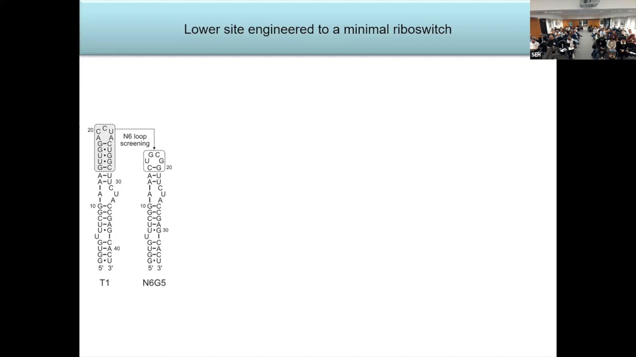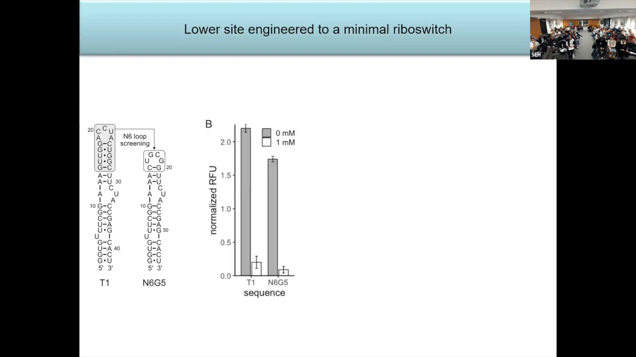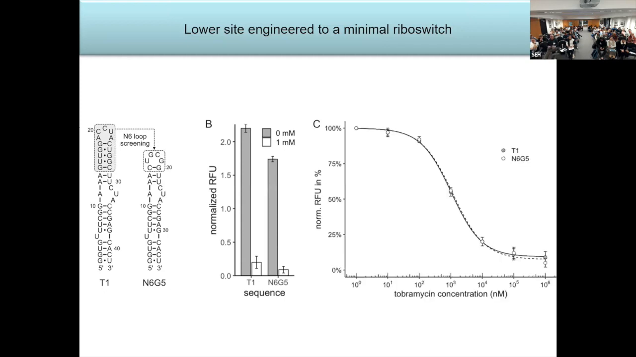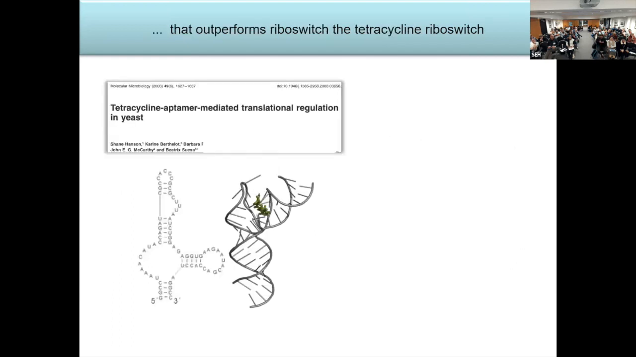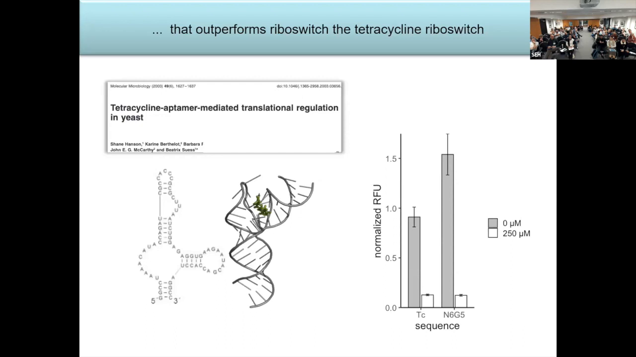So we decided that we may not need this upper part. So we cut it. We had a randomized N6 pool, and we screened, and with this optimized apical loop we could further improve the regulation. But the binding behavior itself does not change. And here, I don't like to say it, but it even outperforms my most favorite tetracycline aptamer. So our new tobramycin aptamer is even better than the tetracycline aptamer.